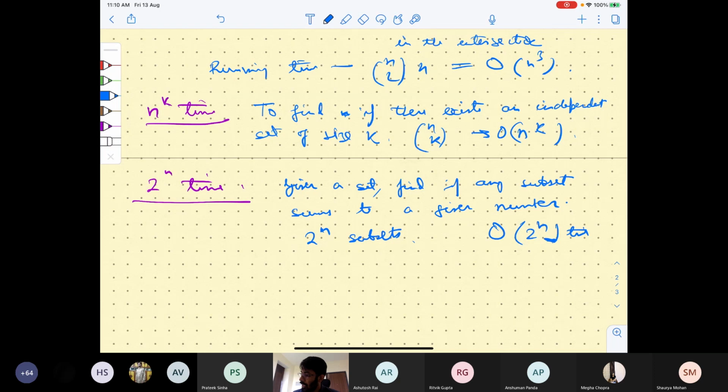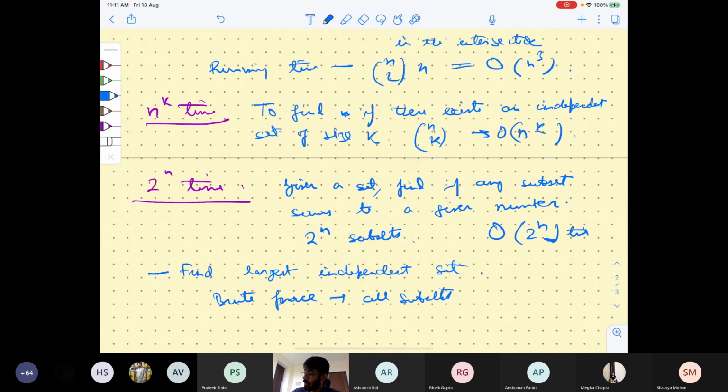And then what else? There can be, okay, in graphs. So instead of being asked whether there exists an independent set of size k, you are asked to find the largest independent set. Then you might have to go through all the sets. So for this, a brute force algorithm in the worst case will go through all the subsets.